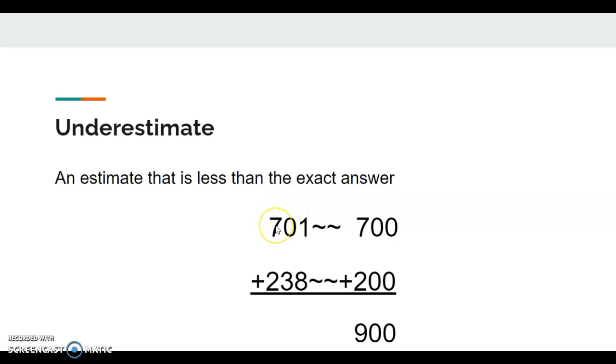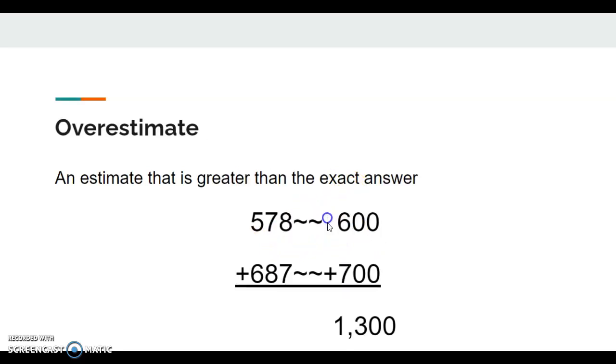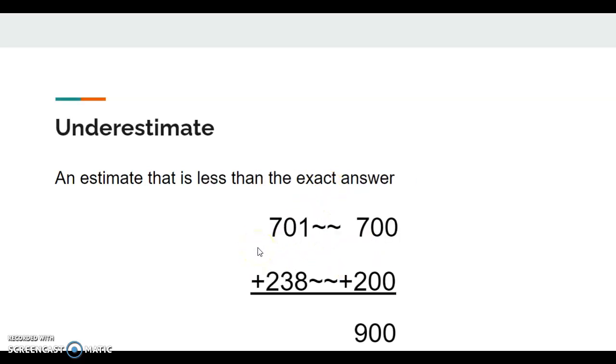So this 7 should stay the same. So 701 rounds to 700. Notice that rounded down. Okay, that rounded down, 701 to 700.